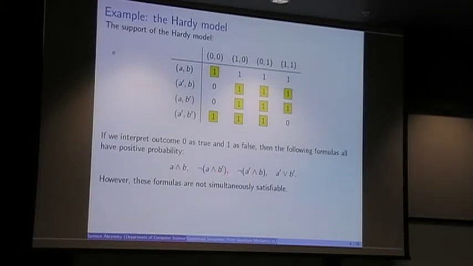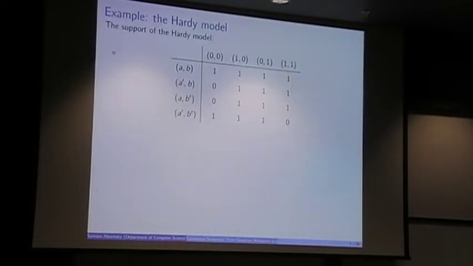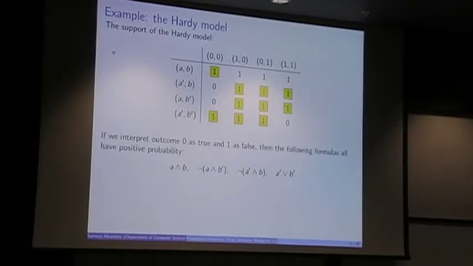So for example, from the first and the second I can derive not B prime, and from the first and the third I can derive not A prime, and that's not consistent with A prime or B prime. So these 4 formulas are not simultaneously satisfiable, which tells us by our result from before that the sum of their probabilities must be bounded by 3. But what can we say about this situation here? Well, what do I know about the probability of this event here on the second row?